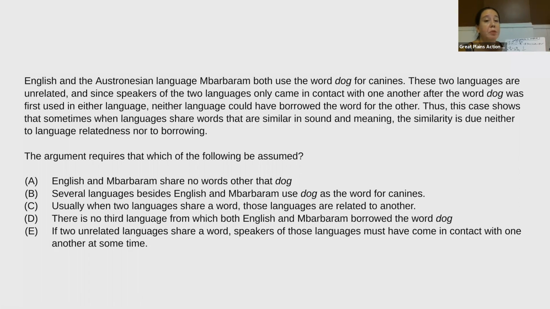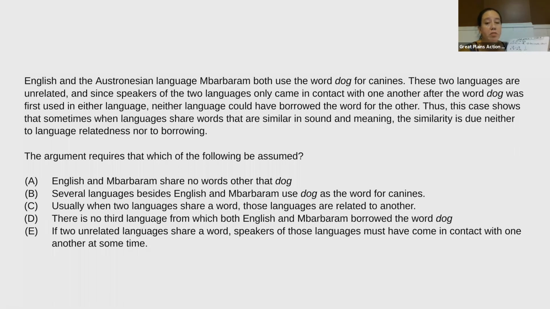All right, so the argument requires which of the following to be assumed. All right, so as it is not valid, missing a premise, what is it? A, English and Barbarum share no words other than dog. That doesn't matter. I apologize for all the typos. B, several languages beside English and Barbarum use dog for the word for canine. And that doesn't affect this. C, usually when two languages share a word, those languages are related to each other. I mean, sure, they could be, but that doesn't matter here because we already know the two languages we're talking about aren't related.